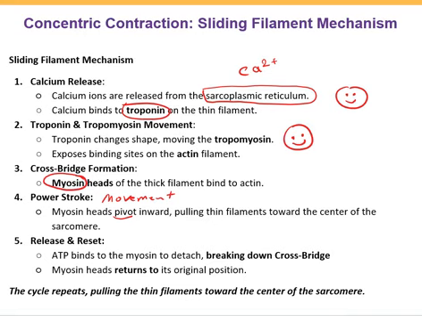Okay, now the ATP binds the myosin and it's time to be detached from the actin. So at this time we say the cross bridge has been broken down. Then the myosin heads return to their original position and the cycle repeats and repeats and repeats, pulling the thin filament toward the center of the sarcomere. That is what happens during the sliding filament mechanism.